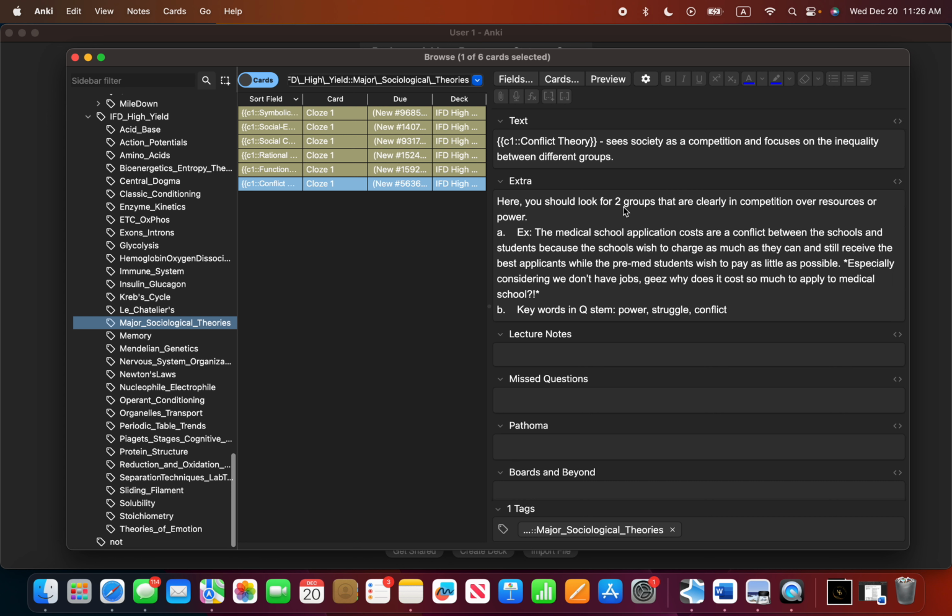For example, medical school application costs are a conflict between the schools and students, because the schools wish to charge as much as they can and still receive the best applicants, while the pre-med students wish to pay as little as possible, especially considering we don't have jobs. Why does it cost so much to apply to medical school? Keywords in the question stem are power, struggle, and conflict.